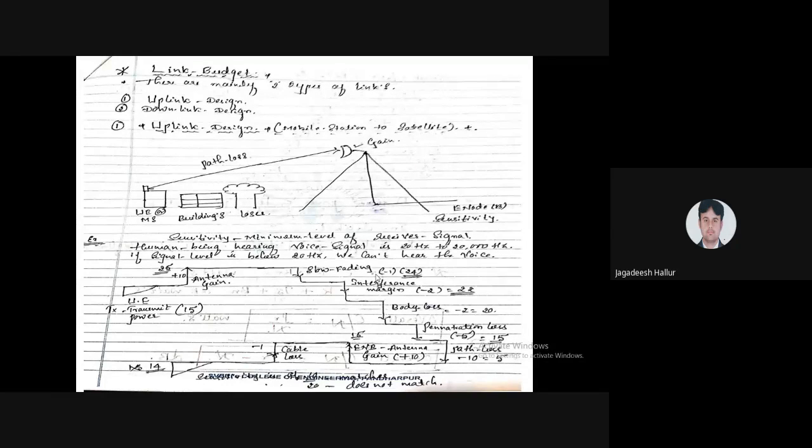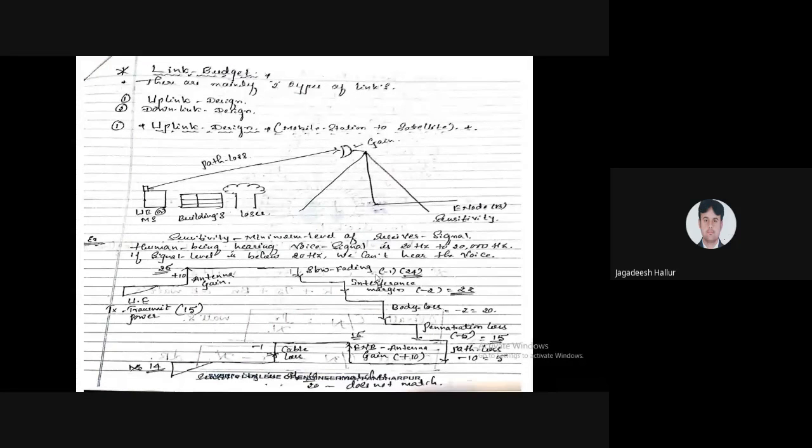Okay. In this uplink design, you have to see some of the losses and some of the gains. What are the losses and what are the gains present in a particular system while you are transferring the signal from the mobile station to the satellite and from the earth station to the satellite? What does it mean? User equipment. You have to consider one example, that is user equipment, that is your mobile station.